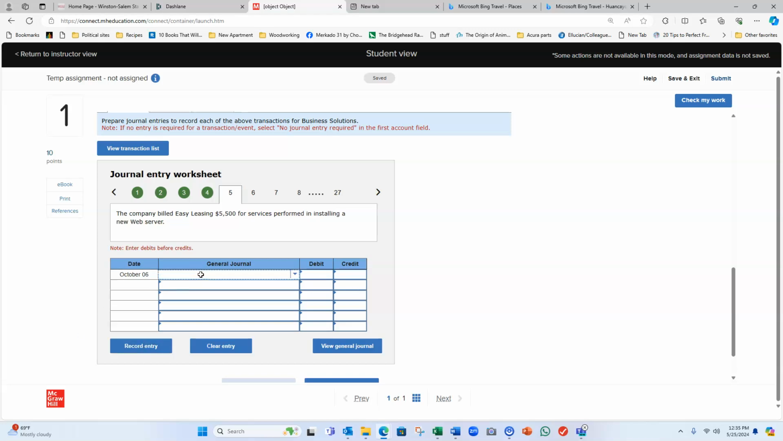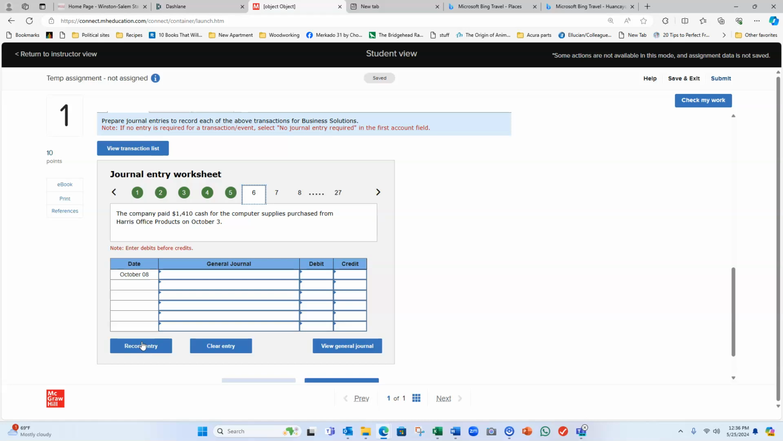We billed Easy Leasing $5,500 for services performed installing a new web server. So this is, let's try revenue. Computer services revenue sounds good. But we billed them for this. That means we didn't collect the money, so we must have billed them on accounts receivable. Revenue has a normal credit balance. It'd be an increase with a credit entry. Accounts receivable is an asset with a normal debit balance, and this being increased with a debit entry.